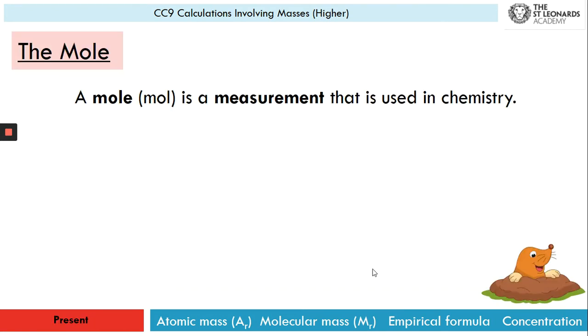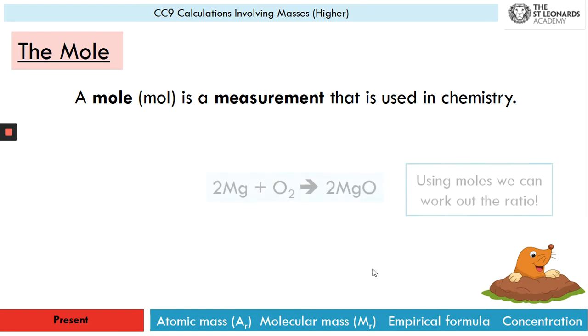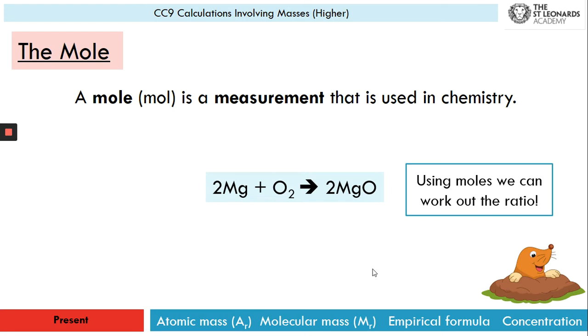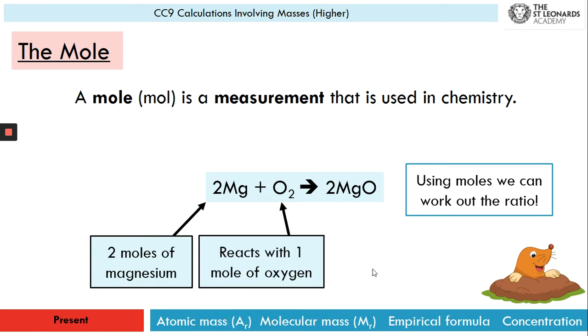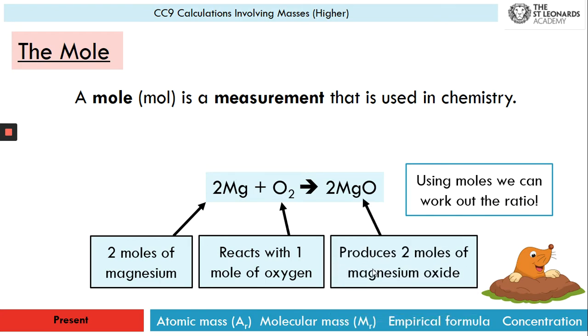So first of all, as I said, the mole is a measurement that is used in chemistry. It's always the same amount, and we can use it to work out ratios in an equation. Okay, so for example, if I had 2 magnesiums there, that means I've got 2 moles of magnesium. Then 1 mole of oxygen, and that produces 2 moles of magnesium oxide.